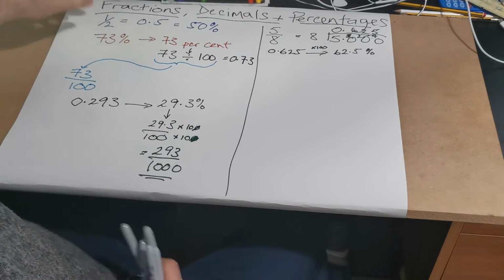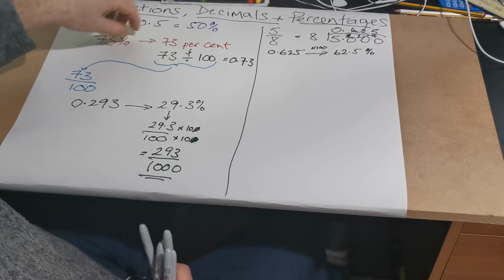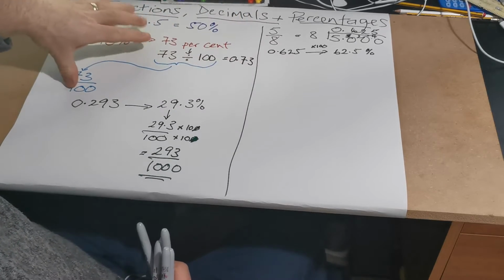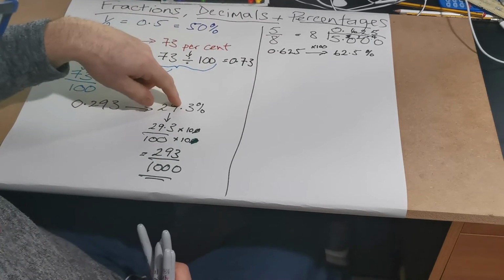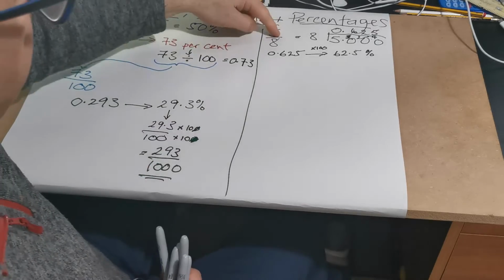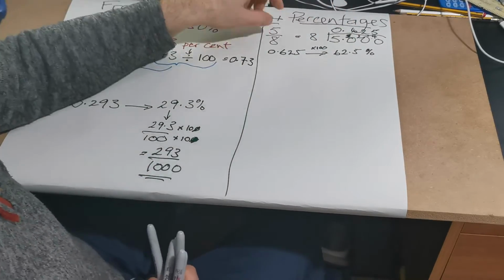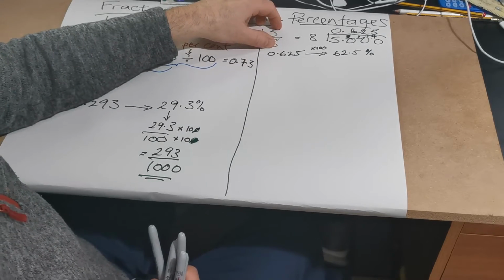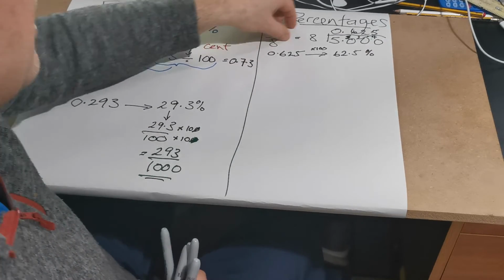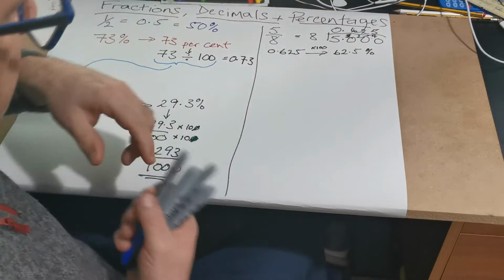So that's covered going from a percentage to a decimal to a fraction, going from a decimal to a percentage to a fraction, and going from a fraction to a decimal to a percentage. Sometimes if you were given a fraction, you might say, okay, what is it as a percentage? You'd have to go through this route anyway.